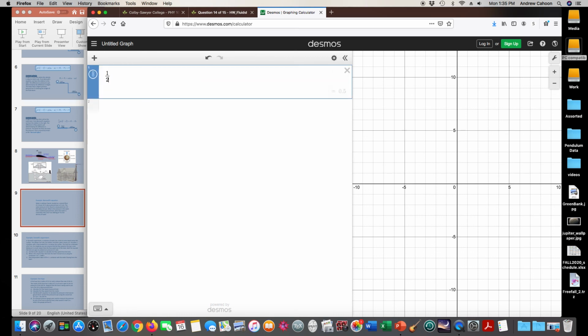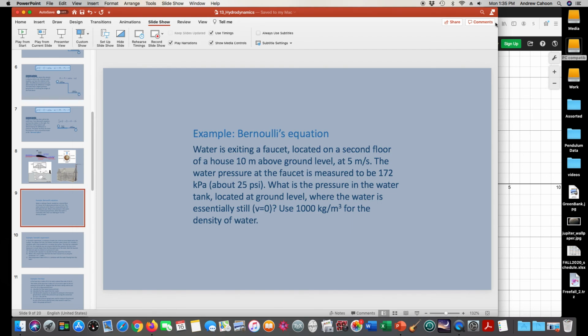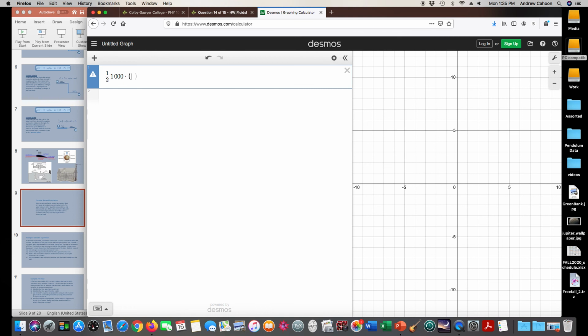So we have 1/2 times the density of water times the difference between the velocities squared. And V2 is the velocity at the faucet, and that is 5 meters per second. So V2 would be 5, and then we square it. And V1 is 0 squared, because we're assuming that at the ground level, where the water is coming from, is essentially still. It's just moving so slowly at that point that we can call it 0.